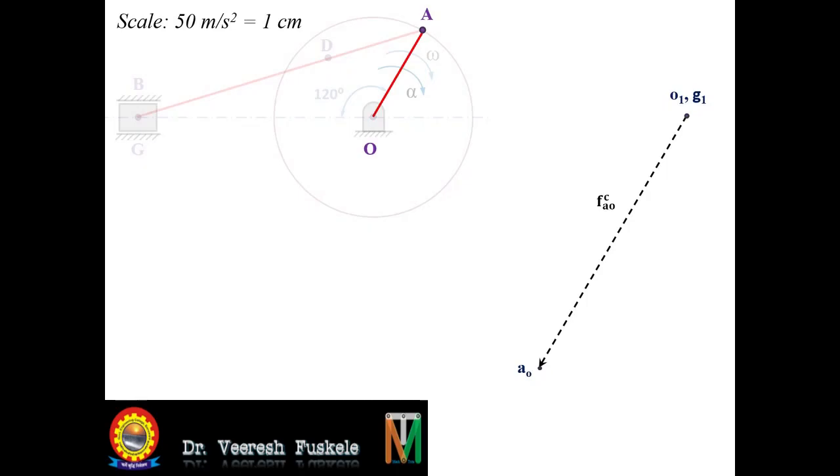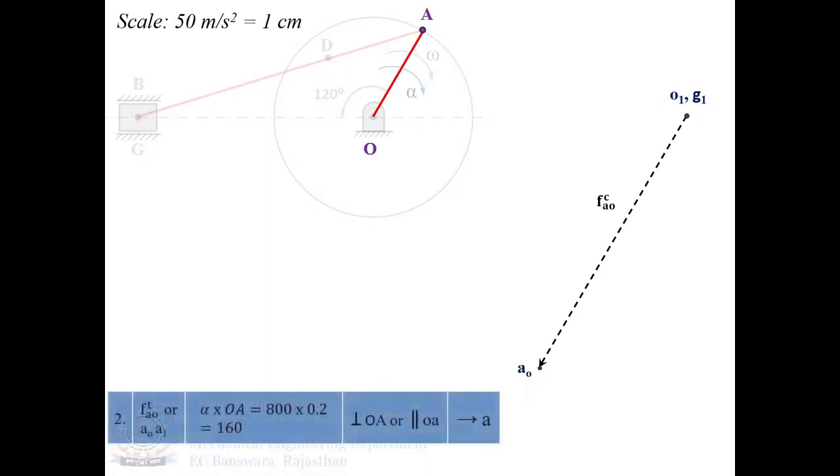Further, we have to draw the tangential component of link AO. The tangential component we have already calculated as 160 meter per second square, and this will be represented by AO A1. That means it will be drawn from AO, and the vector will be perpendicular to the link AO as shown here.